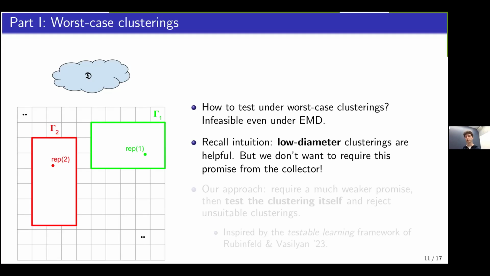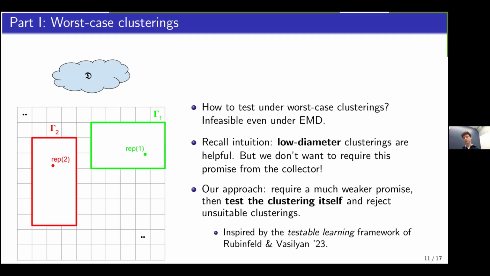Low diameter clusterings are helpful because only points that are close together have been confused together. The problem is we don't want to require the collector to promise that the clustering is low diameter, because the collector may be unable to fulfill this promise, and they may not be correct about their knowledge of the domain. They just make some labeling mistakes and there's nothing they can do about it.